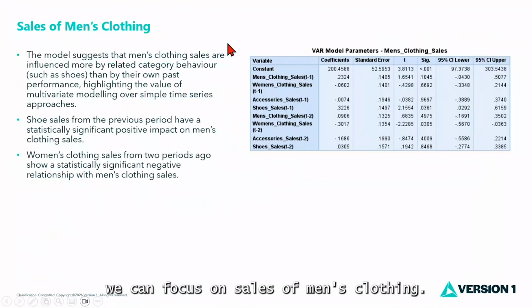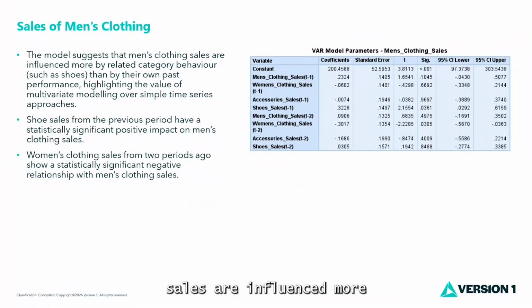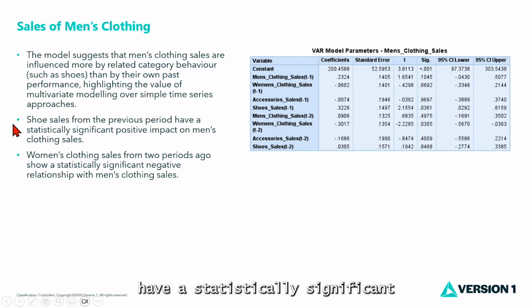Now here we can focus on sales of men's clothing. The model suggests that men's clothing sales are influenced more by related category behavior, such as shoes, than by their own past performance. And this highlights the value of multivariate modeling over simple time series. Shoe sales from the previous period have a statistically significant positive impact on men's clothing sales. We see that here. Women's clothing sales from 2 periods ago show a statistically significant negative relationship with men's clothing sales. And we see that here.